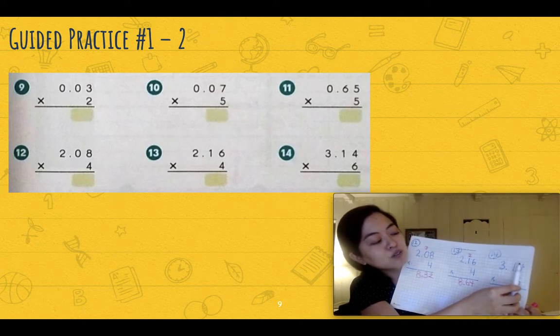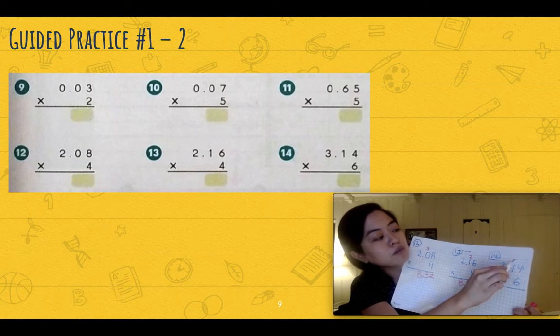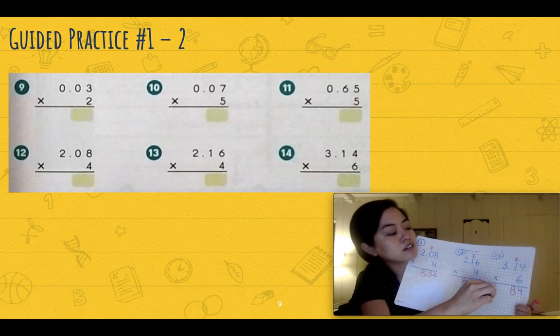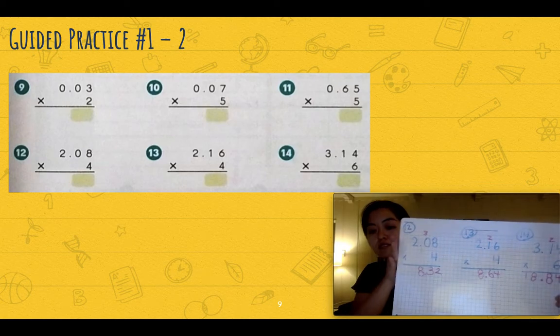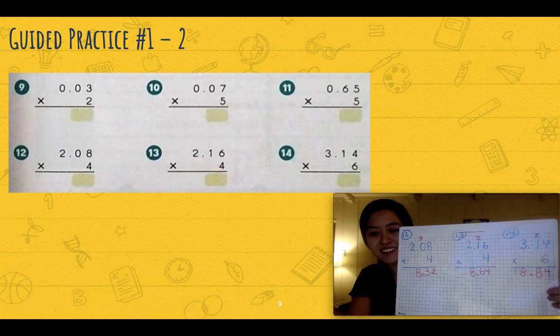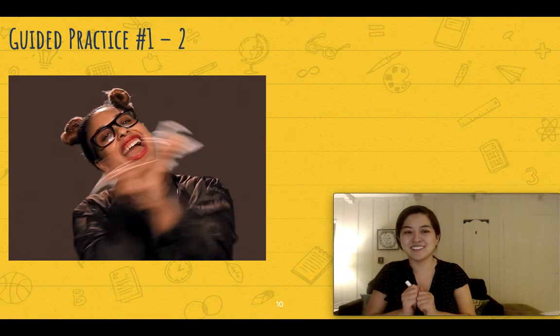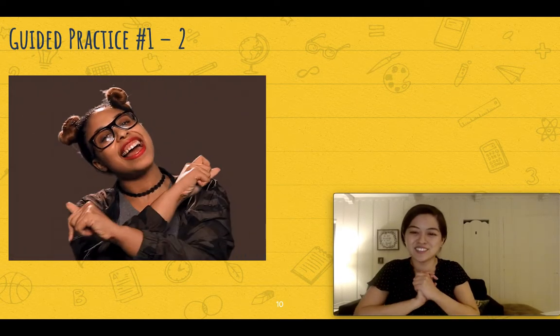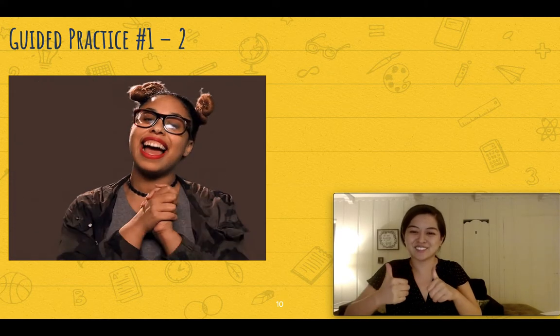Okay, so 4 times 6 is 24. And 1 times 6 is 6, plus 2 is 8. 3 times 6 is 18. And I'm going to put my decimal point right here. Okay, so these are your answers to numbers 12 through 14. All right. I have a feeling you're getting the hang of it. Way to go.